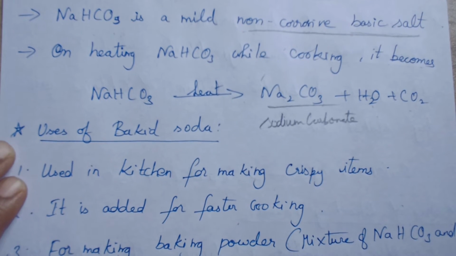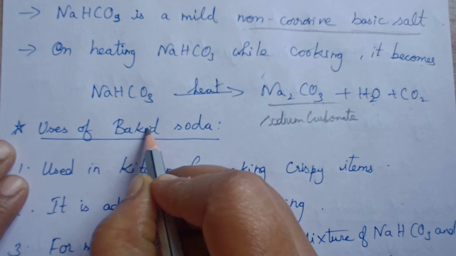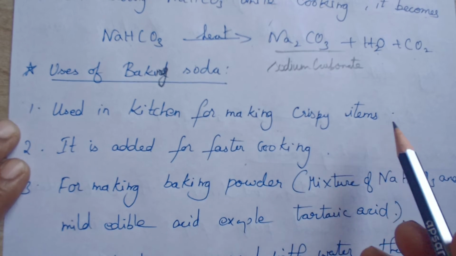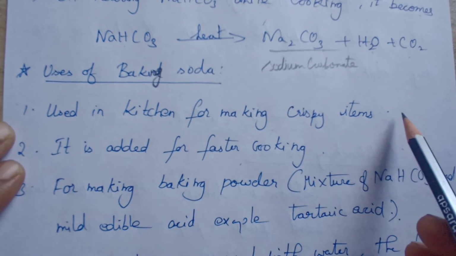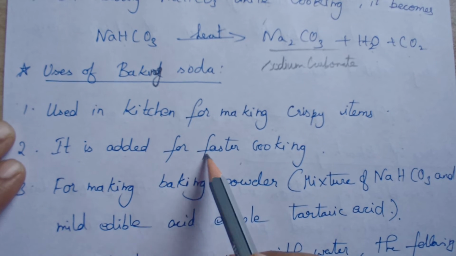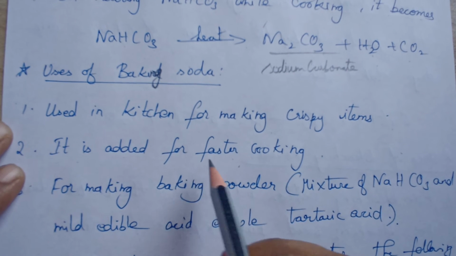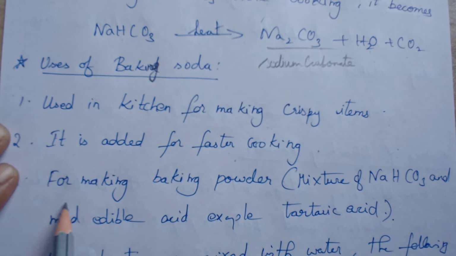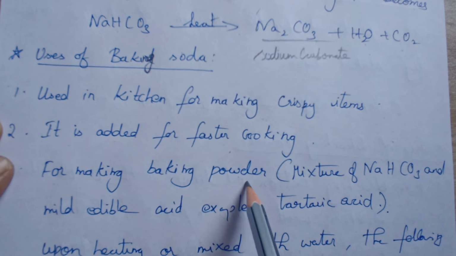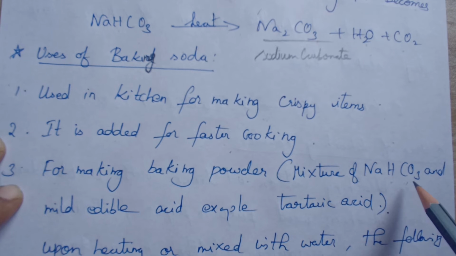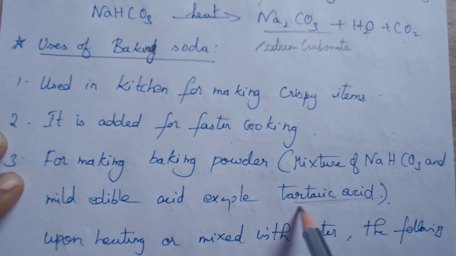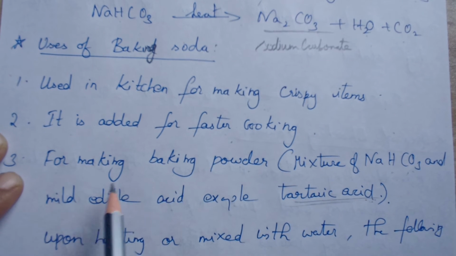Now the uses of baking soda. It is used in the kitchen for making crispy items. They use it to give crispiness to some snack items. It is sometimes added for faster cooking. For fast cooking purposes, they will add this baking soda. And it is used for making baking powder, which is a mixture of sodium hydrogen carbonate, that is your baking soda, and a mild edible acid, for example tartaric acid, a natural acid present in tamarind, right?